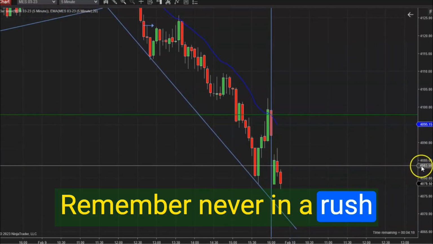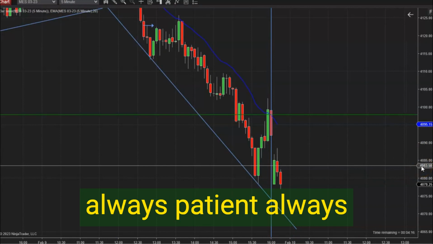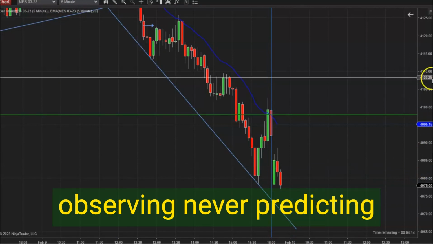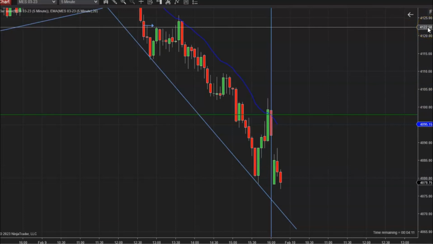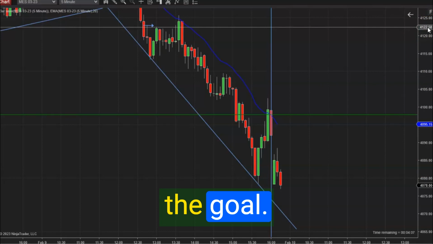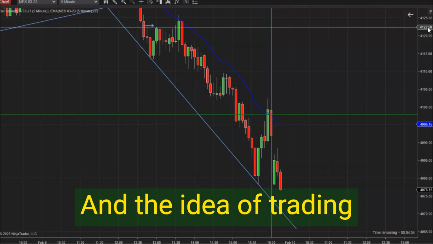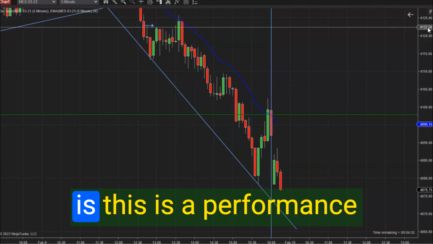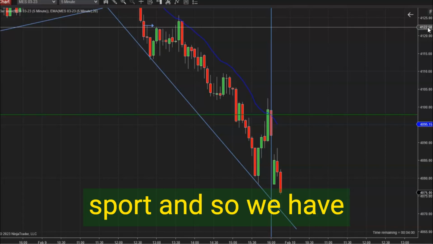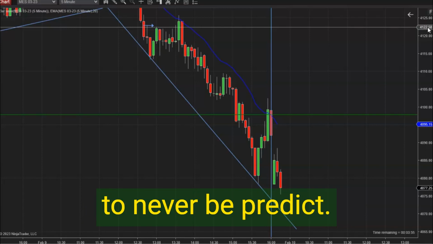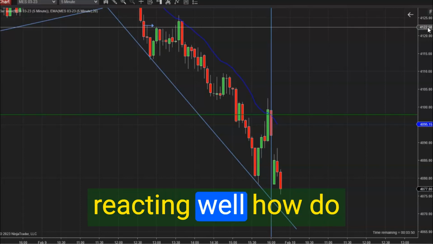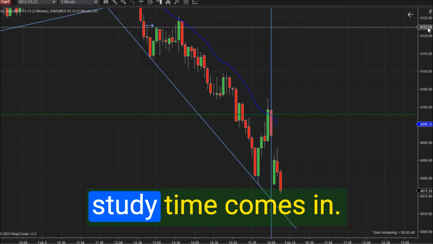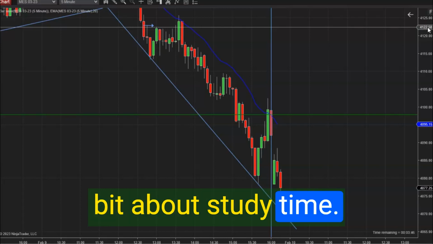Remember, never in a rush, always patient, always observing, never predicting. The goal and the idea of trading is this is a performance sport. And so we have to never be predicting. We have to just be reacting. Well, how do I know what to do? Well, that's where the study time comes in. Let's talk a little bit about study time.